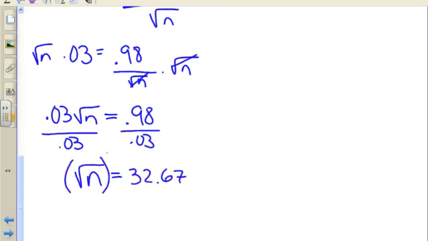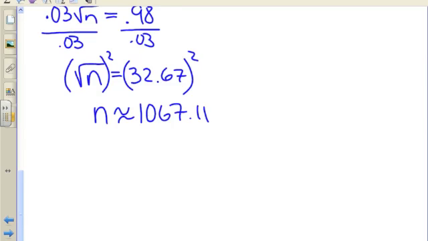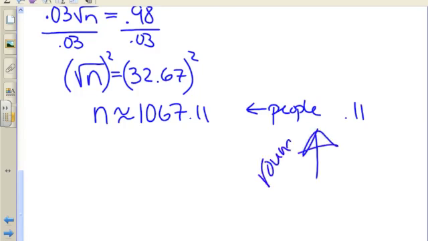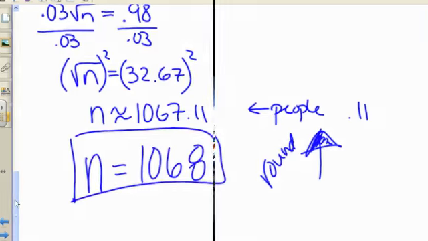And to get n alone, I would square to undo that square root. So I get n is approximately 1067.11. Now the question was about a sample size, so this represents a number of people I need to ask. I cannot ask 0.11 of a person, so we're going to need to round this. Because we're looking for the smallest number that would give us these criteria, we will always round up. Always. You're like, but 0.11, that's so small. No, always round up. So the sample size we need is 1,068 people. And that's that story problem.